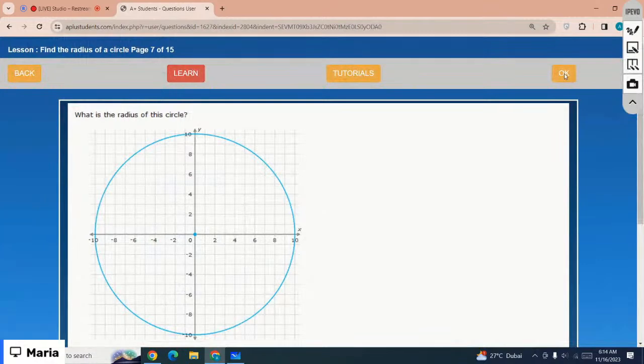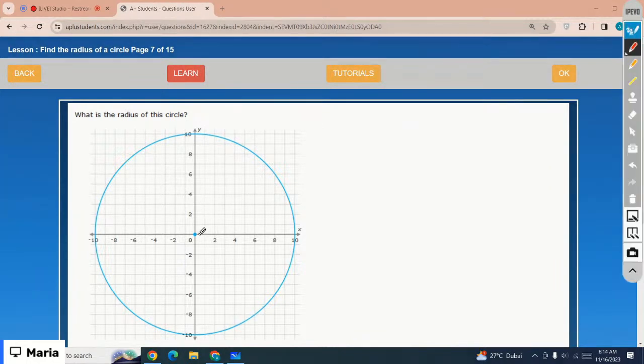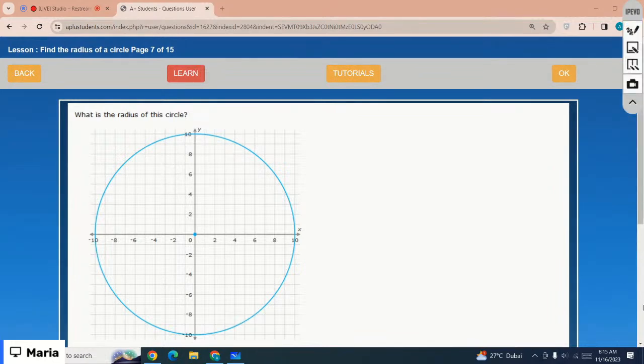Yes, the correct option is 10. The radius of the circle is, you have to locate the center of the circle, right? The center of the circle is at the origin, and here at the origin both x and y are 0, 0. Then here is the point that is 10 and 0. So the distance from this point to this point is 10. So the radius of this circle is, the correct option is 10. Very good.